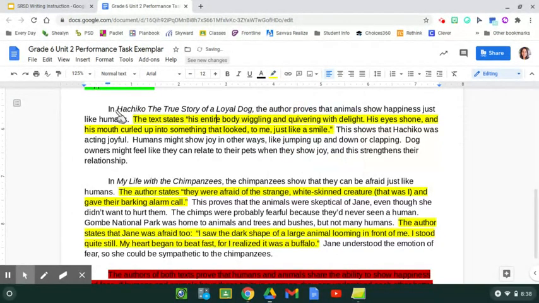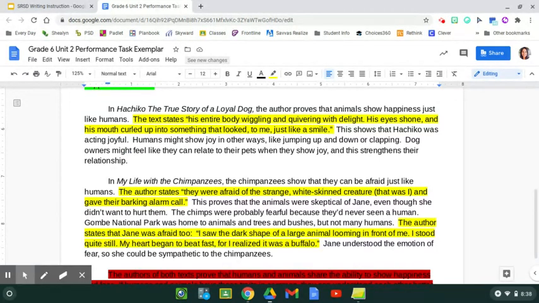Okay. In Hachiko, the true story of a loyal dog, the author proves that animals show happiness just like humans. Okay, so that's our topic sentence. We're not going to highlight that. We already found our textual evidence in yellow, so let's keep reading. This shows, bing, bing, bing, that's a key word. This shows that Hachiko was acting joyful. Okay, that's part of my detailed examination.